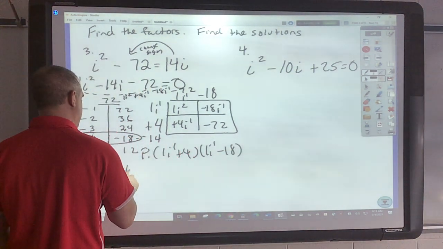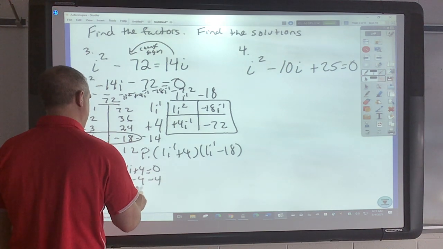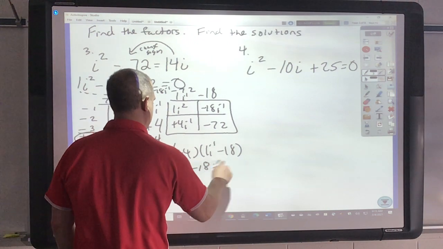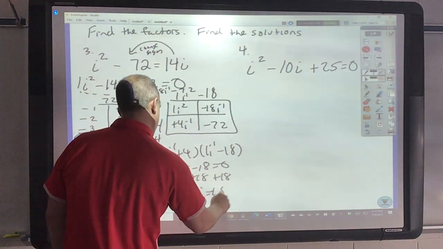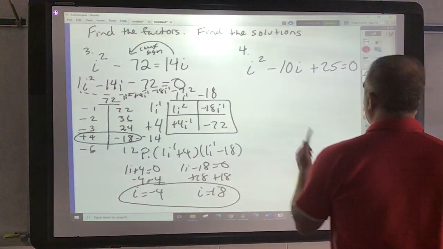My solutions, I'm going to take this, set it equal to 0. It's going to be I equals negative 4. Set this one equal to 0. It's going to be I equals 18, and those would be my solutions. Okay? All right, moving right along.